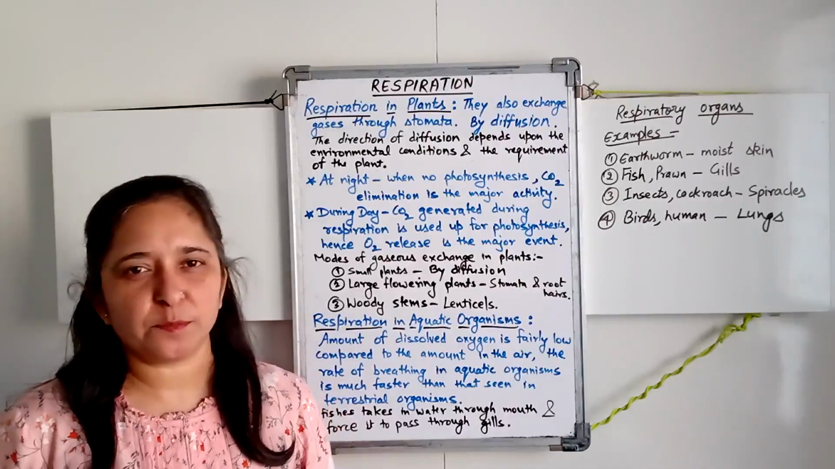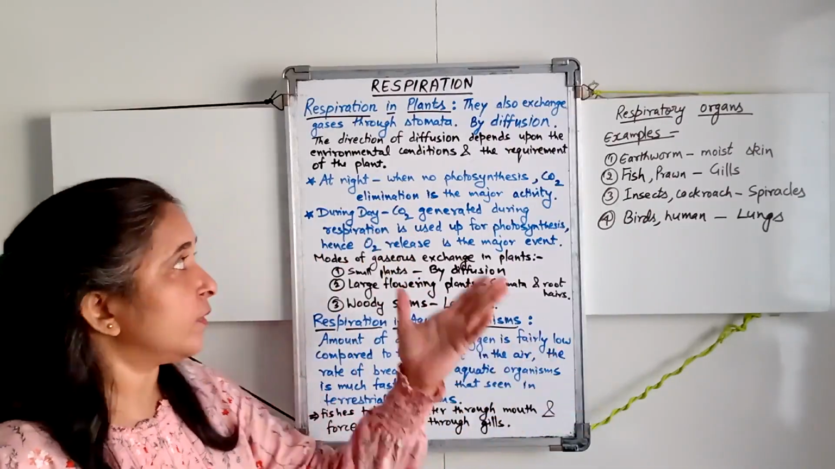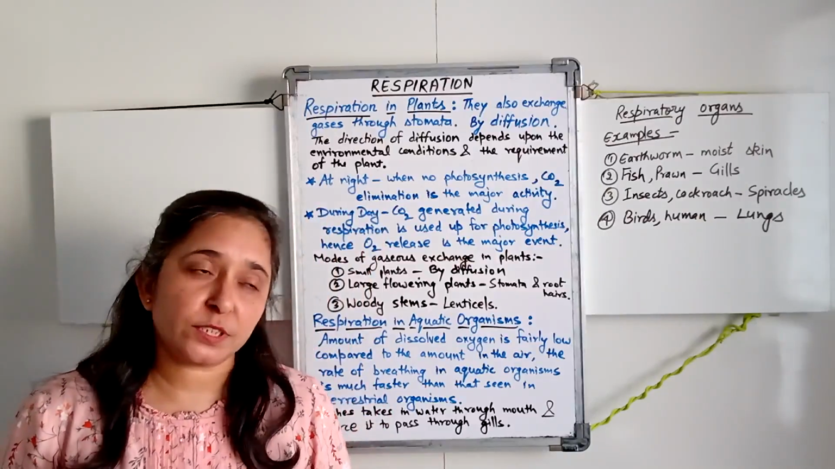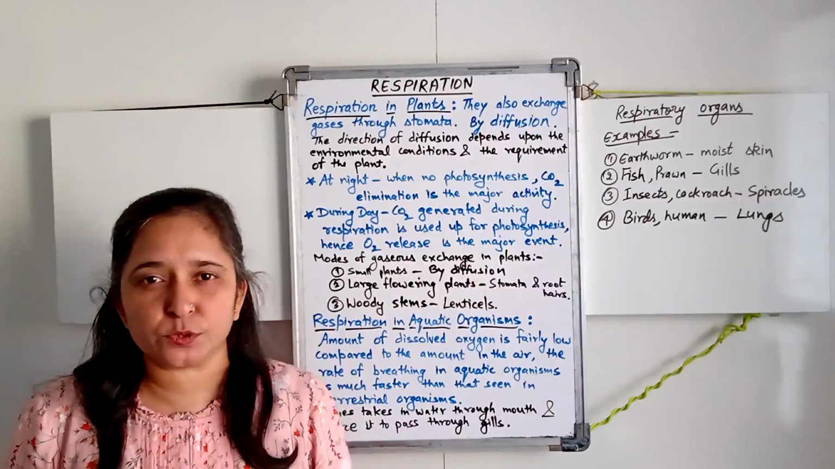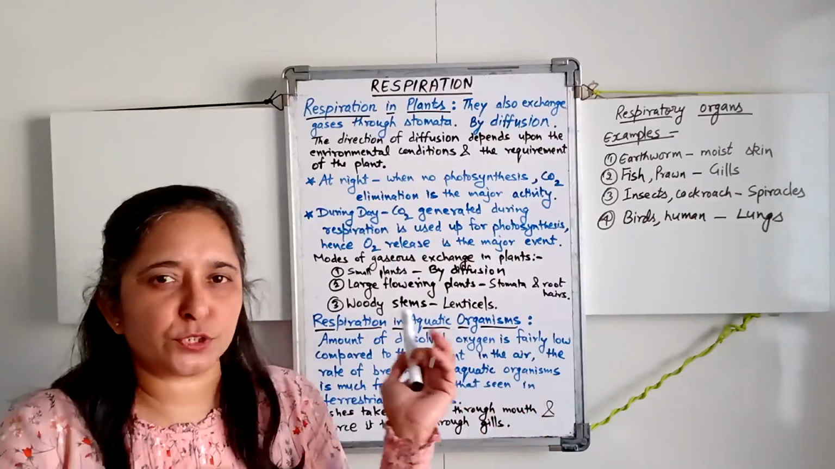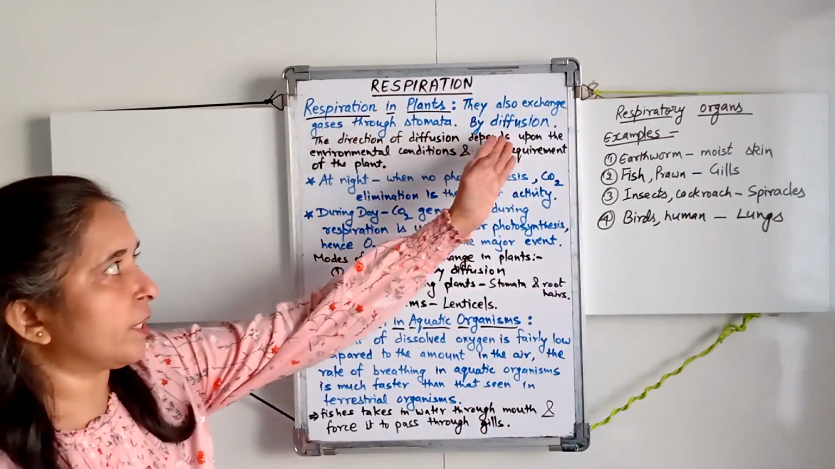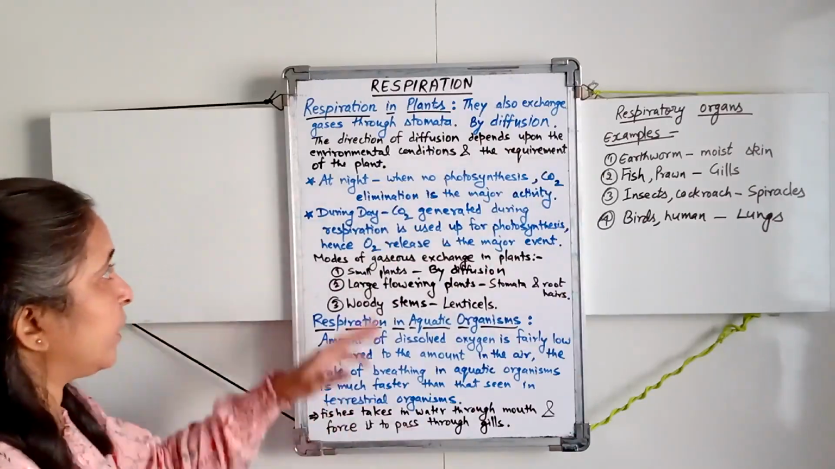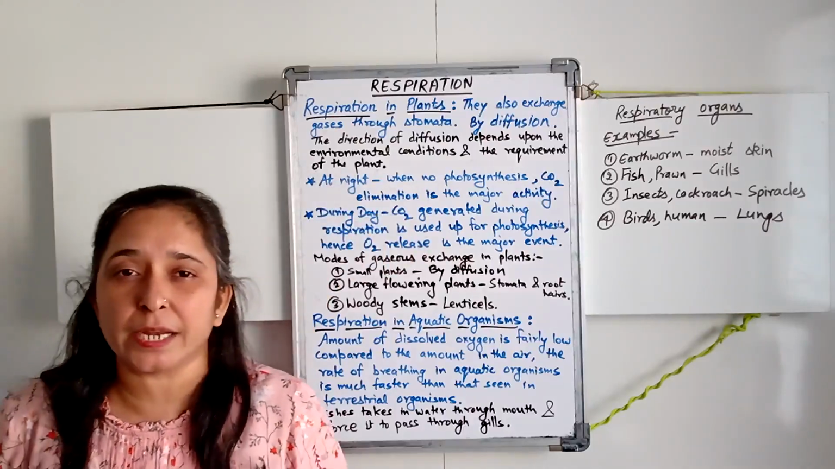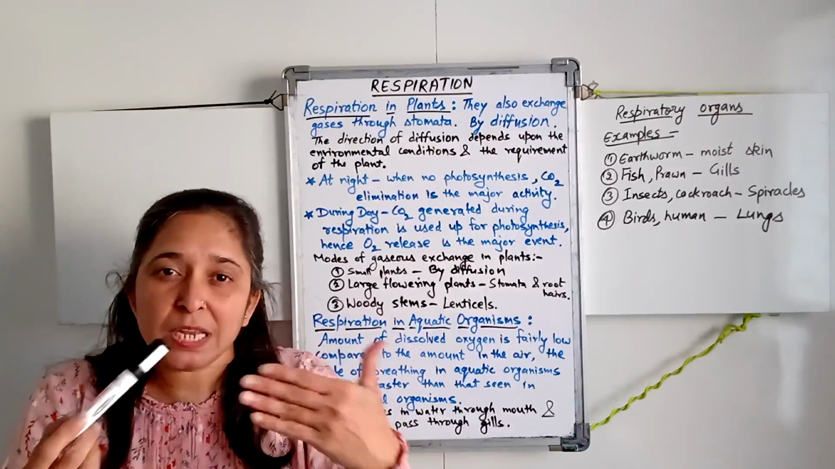So now respiration in plants. Here plants also respire, or they exchange gases through the stomata. By which process? That is by diffusion. Now what is diffusion? I think everybody knows what diffusion is. That is movement from the higher concentration to the lower concentration. So here the plants respire through stomata by the process of diffusion. Now here the direction of the diffusion depends upon the environmental condition and the requirement of the plant. Means in which way the gases will exchange.